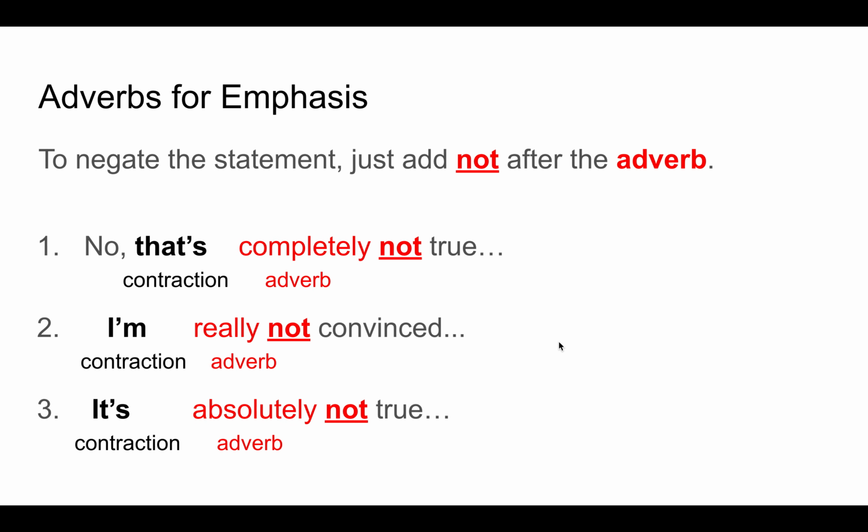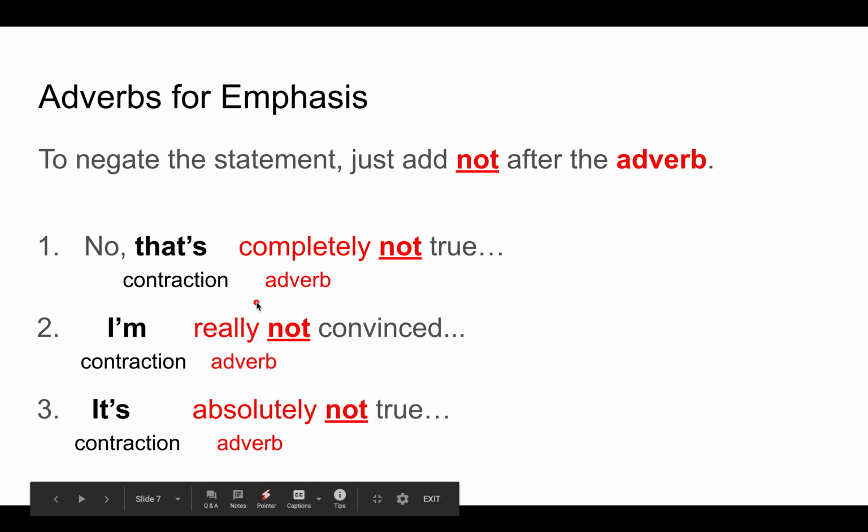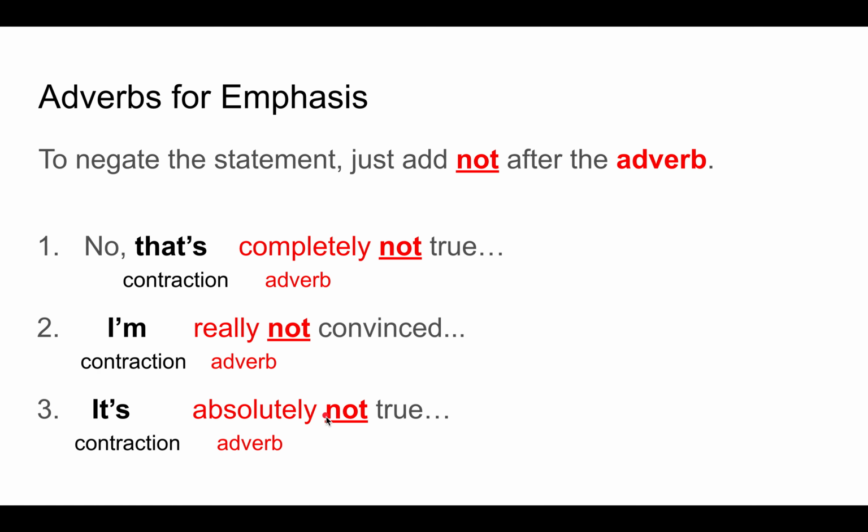Now to negate the statement, we just add not after the adverb. Not before, after. Okay. For example, number one, no, that's completely not true. Number two, I'm really not convinced. Number three, it's absolutely not true. So here we go. Again, my adverbs completely, really, and absolutely come before the negation not.